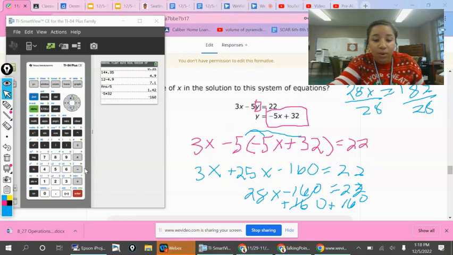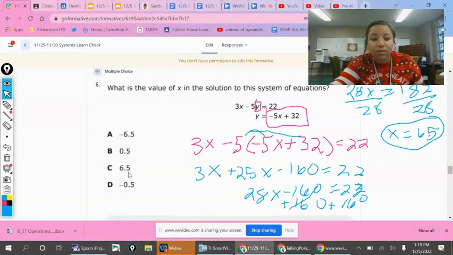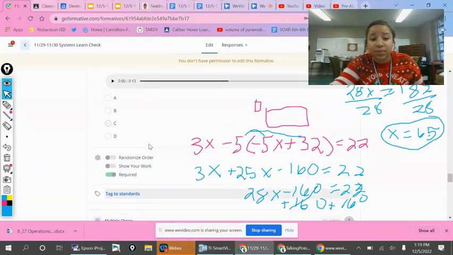And then we're going to have 182 divided by 28. And you're going to get 6.5. So x is going to equal 6.5. You can also do the first system and solve for y, graph it in Desmos, and get the same thing. So your answer would be C.